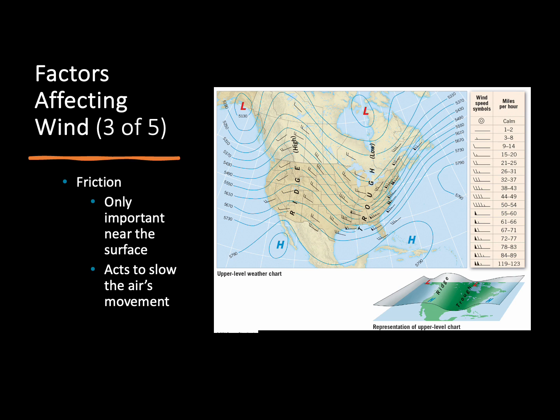Another important control on our wind is friction. But friction is only going to be important around Earth's surface, where that wind is rubbing against the solid rocks or water along our surface. All of this friction of air moving across the very surface of our planet acts to slow it down. Because the air is actually touching our continents and our oceans, it's going to slow the wind down at the surface.